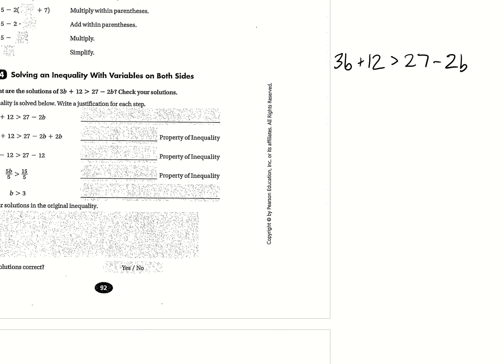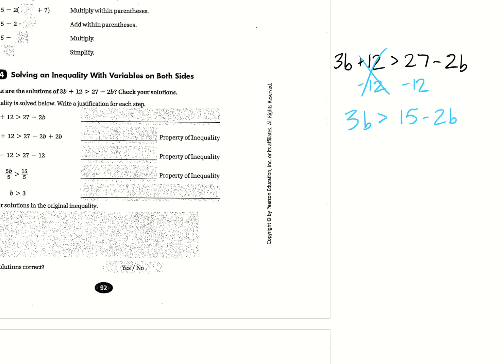All right. So our first step here is going to be to isolate the variable on one side. So we need to get all of the constant terms on one side and all the variable terms on the other. So I'm going to start by subtracting 12 from both sides in order to get all of the constant terms away from the left side. So we've got 3b is greater than 15 minus 2b.